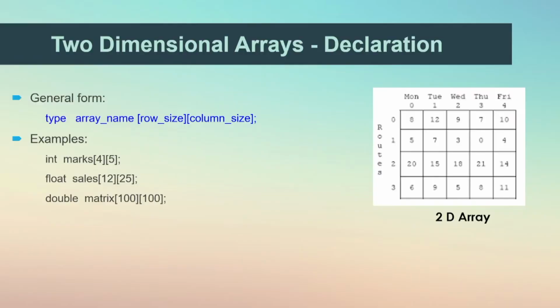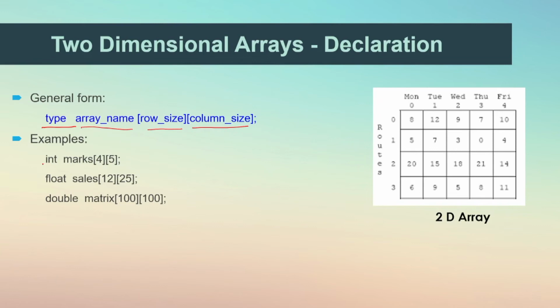So, how can we declare a two-dimensional array? The syntax for the declaration of a two-dimensional array would be: data type, since we have to mention the type of data we are trying to store in the array, then the array name, which is a user-defined name, and how many rows and how many columns we want to create the array with. These things can be mentioned in the form of a general syntax.